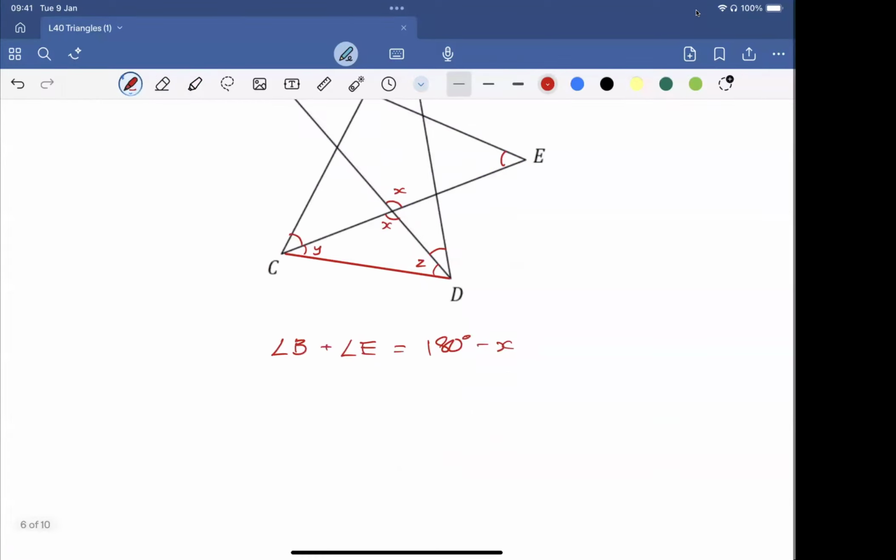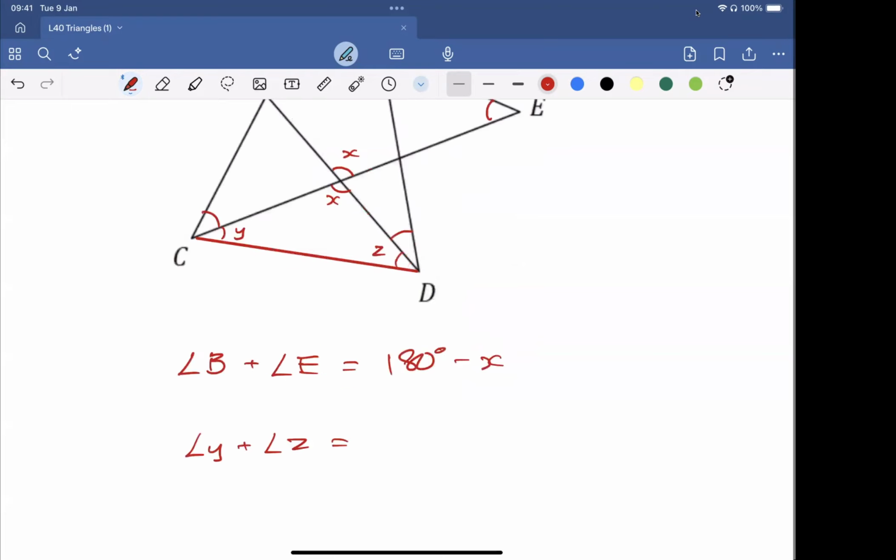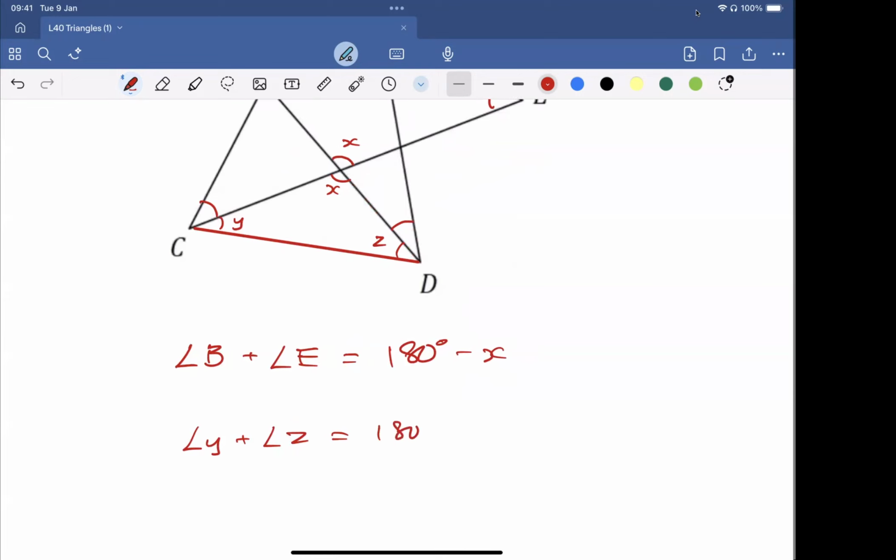And what about angle Y plus angle Z? Look at the triangle. 180 minus what? Minus X? Which one? Minus what? You want to find Y plus Z, so you must take 180 minus X. Correct. There you go. So do you agree that these two angles are equal to these two angles?